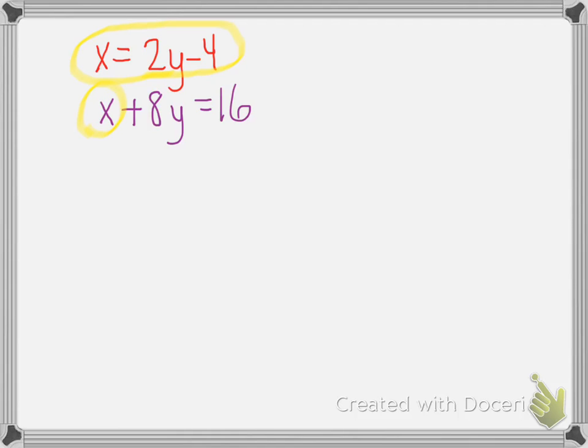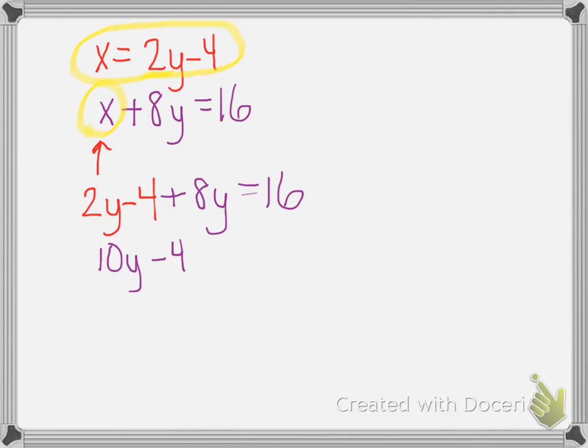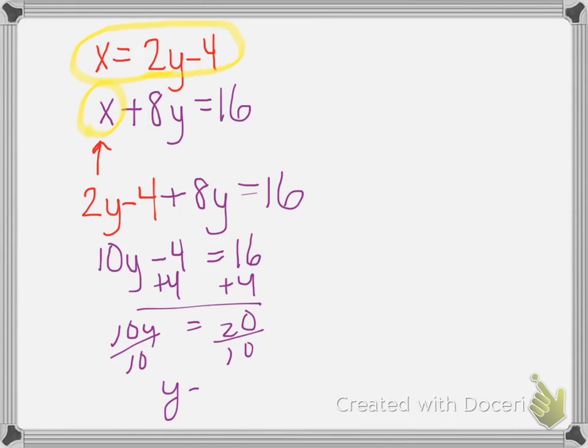So I can replace that x with 2y minus 4. And then I'm going to write the rest of the equation in there. So all I did was put the red 2y minus 4 where the purple x was. So now I don't have any x's in my equation, I have only y's. So I'm going to combine like terms. And I'm going to bring my 4 over. And divide by 10. And I get y equals 2.